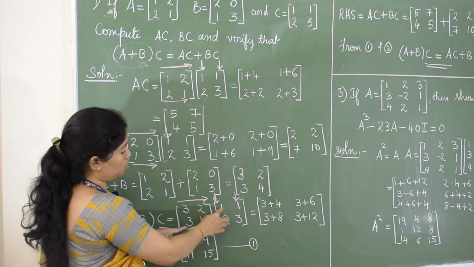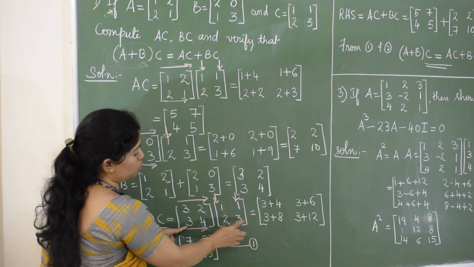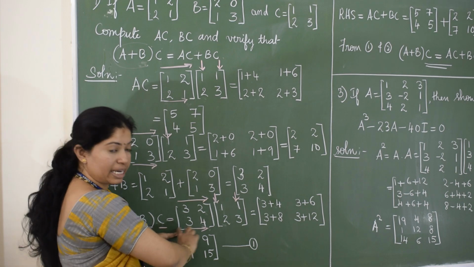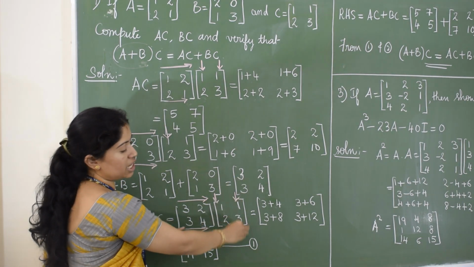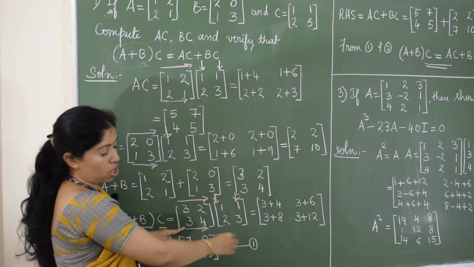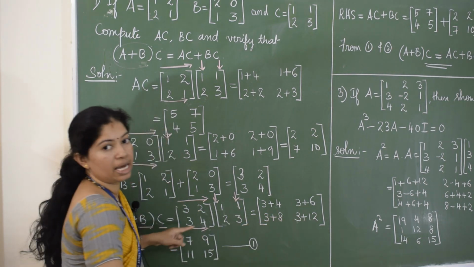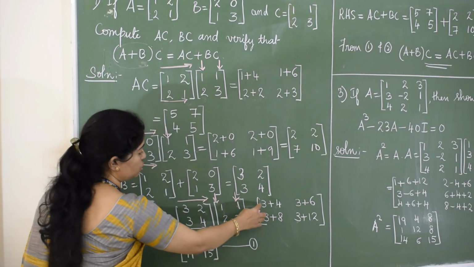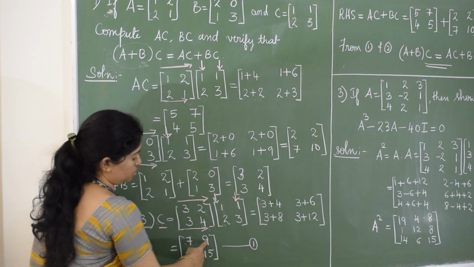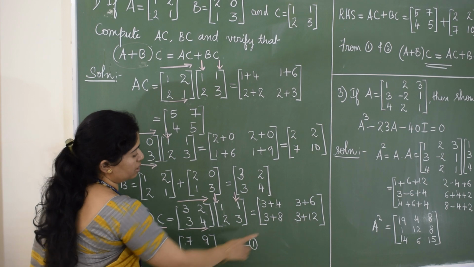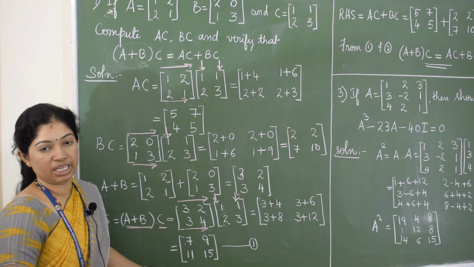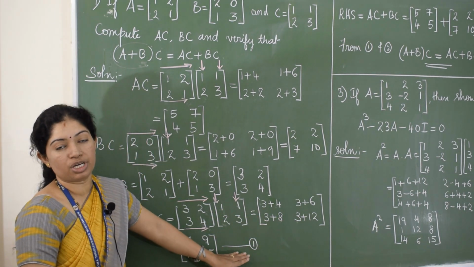So it is 3 into 1, 3 plus 4 into 2, 8. Next, again second row, multiply with the corresponding elements of the second column. So 3 into 1, 3 plus 4 into 3, 12. Next, simplify them. So it is 3 plus 4, 7, 3 plus 6, 9, 3 plus 8, 11, 3 plus 12 is 15. Take that as equation number 1.